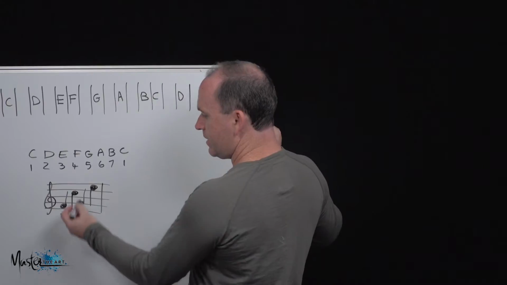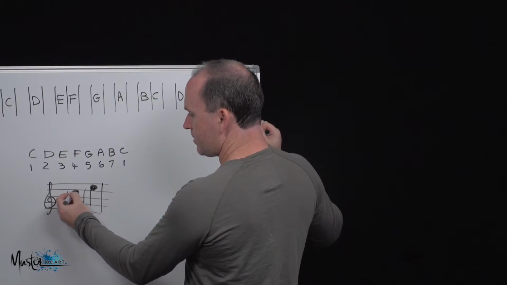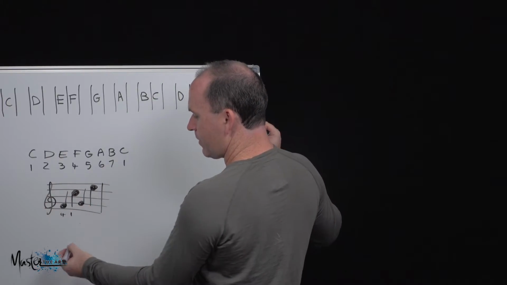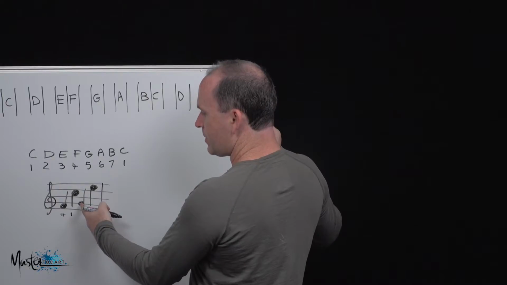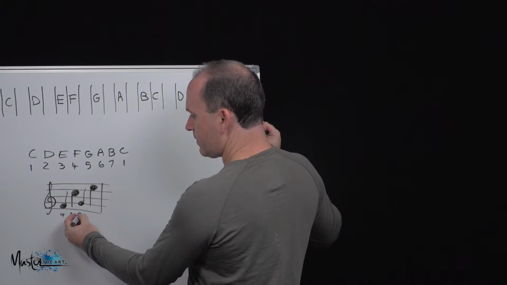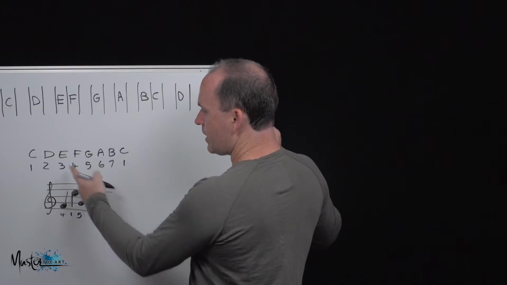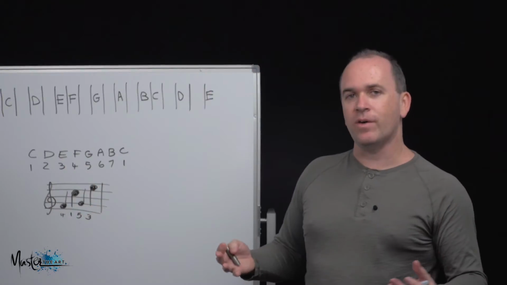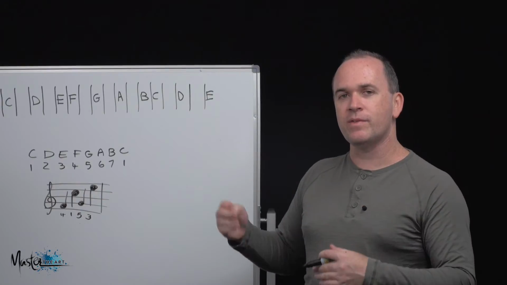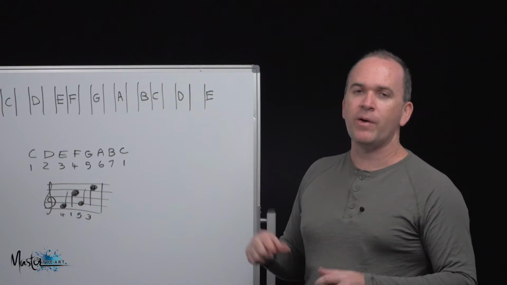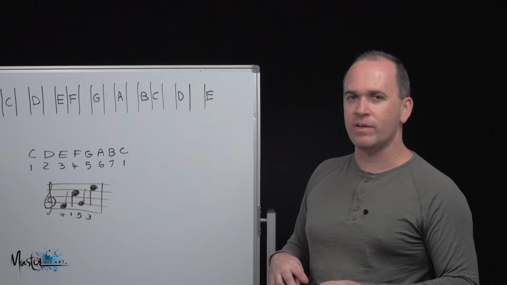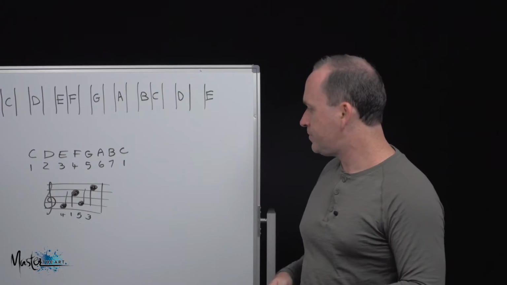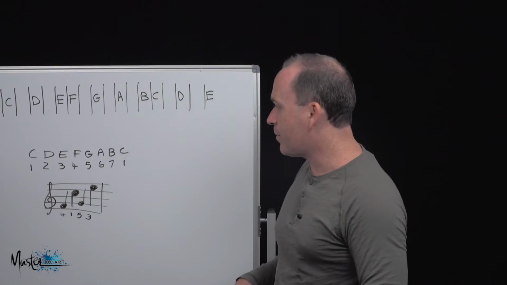The next one is a C. Now, I should have made that touch the lines, but just an example. So that would be the first. This note here is a G, which would be the fifth of the scale. That one there is an E, which would be the third of the scale. So you could go through any song and name which degree of the scale it's on. Just remember, we only use the numbers 1 to 7. There's no 8.